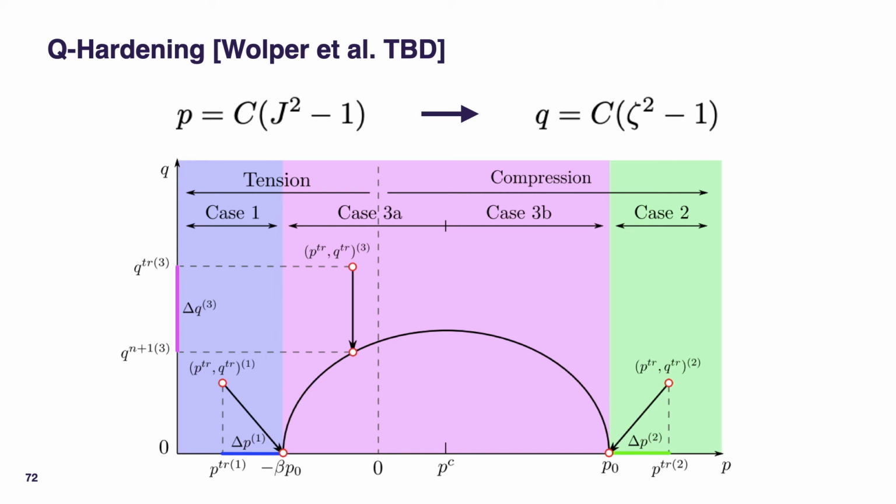Our idea is that instead of using the change in pressure for case 3 hardening, we can instead use the change in Q. More specifically, we're inspired by the quadratic relationship between P and J, and design a similar relationship between Q and a new J-like quantity, zeta. And we can analytically solve for zeta, and as such for the change in Q. Notice in this new yield surface diagram that the middle region's hardening is based on the vertical quantity delta Q.